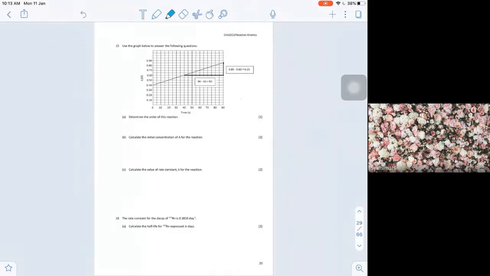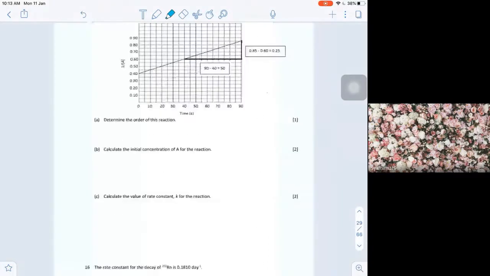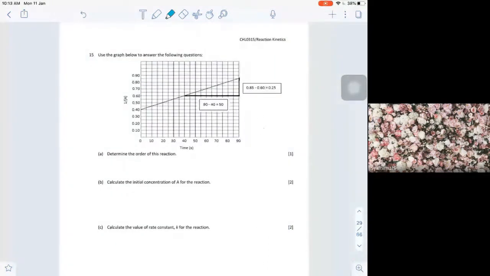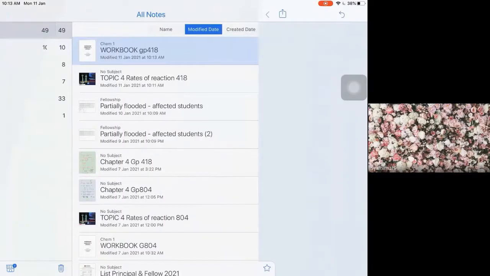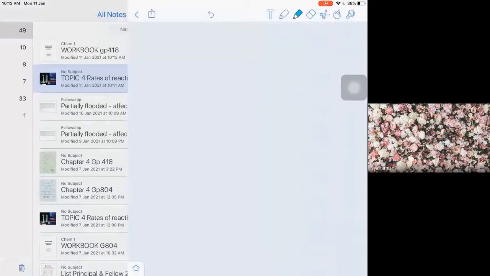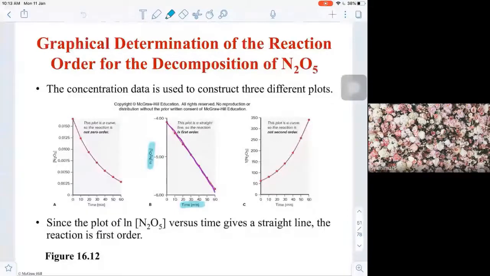Okay, question 15, if you look at it, given to us is the graph of the 1 over concentration versus time. And then, look at your observation, you got linear or curve, and then determine the order of the reaction and proceed with the further questions. Okay, this is the application of what you have learned just now. Okay, so we finish with the integrated rate equation.